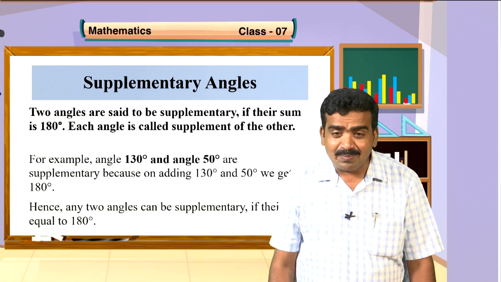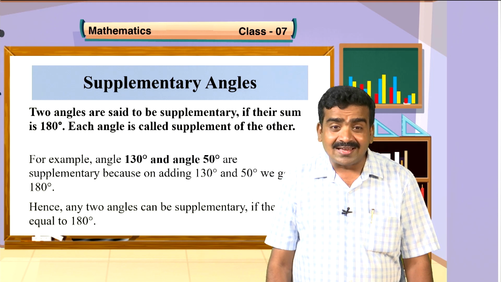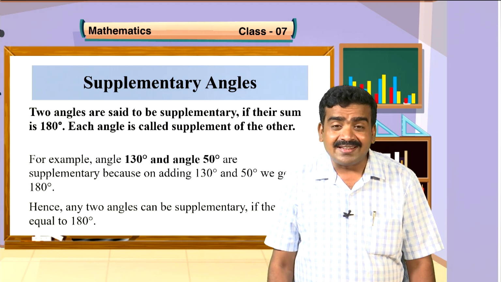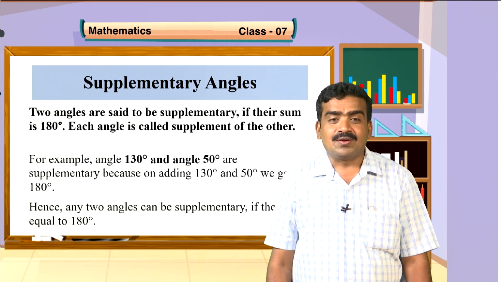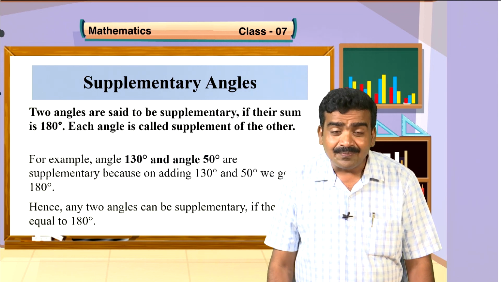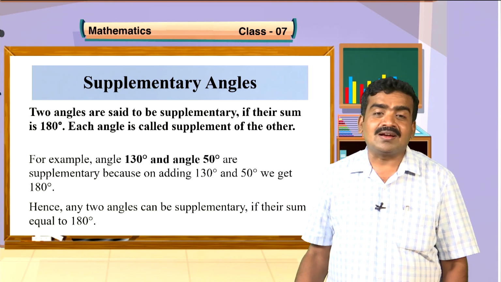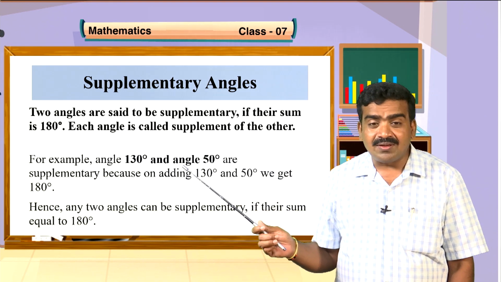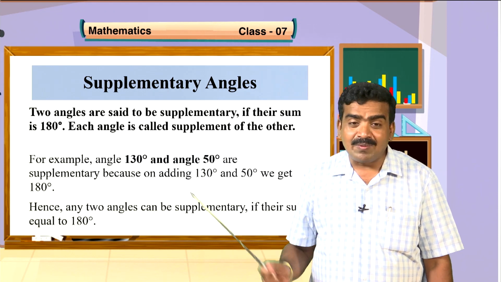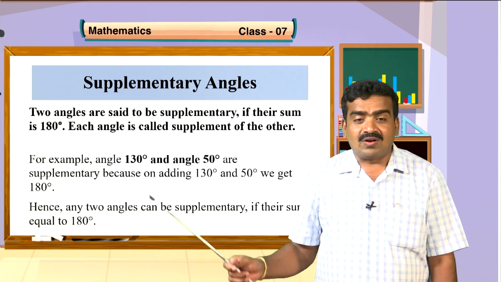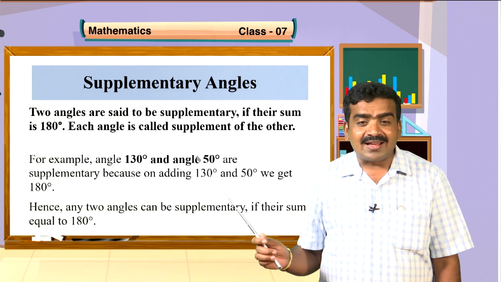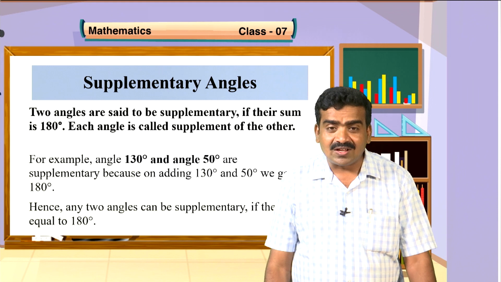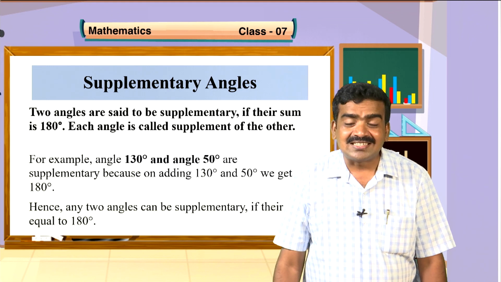What is meant by supplementary angles? Two angles are said to be supplementary if their sum is 180 degrees. And what is each angle called? Each angle is called the supplement of the other. Can you give me a few more examples of supplementary angles? For 130 degrees, the supplementary angle is 50 degrees. What about 120 degrees? Yes, you are right. It is 60 degrees.